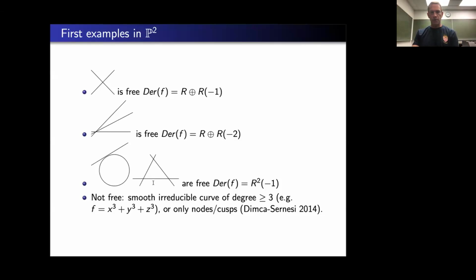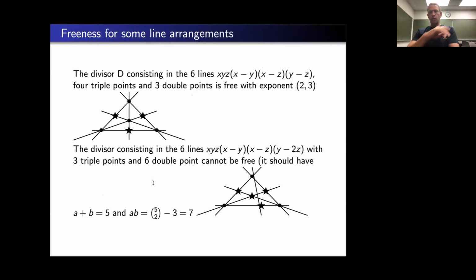So those are some examples. Here are 2 interesting examples, I think. So the first one is this arrangement of 6 lines in P2. You can think of it as the reflecting hyperplanes. If you think affinely in C3, these are the reflecting hyperplanes for the A3 reflection arrangement. So I have 6 planes in C3, which we're going to draw as 6 lines in P2.